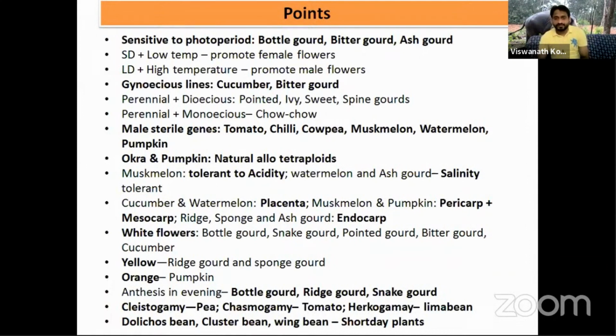So in how many crops the powdery mildew resistance is governed by a single dominant gene, and what are the crops where the powdery mildew resistance is governed by a single recessive gene. If you make notes like this, it will be useful for you.